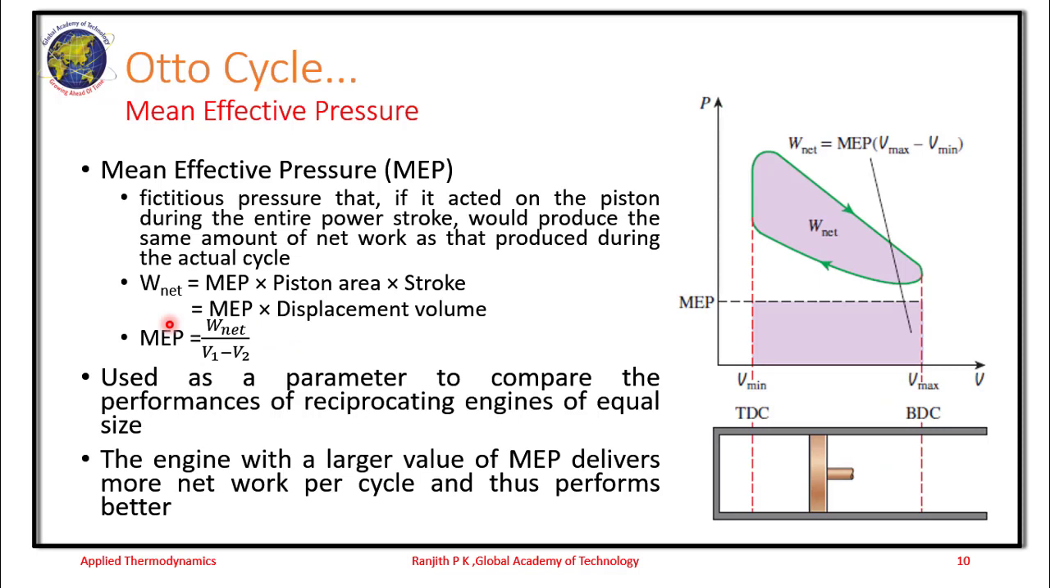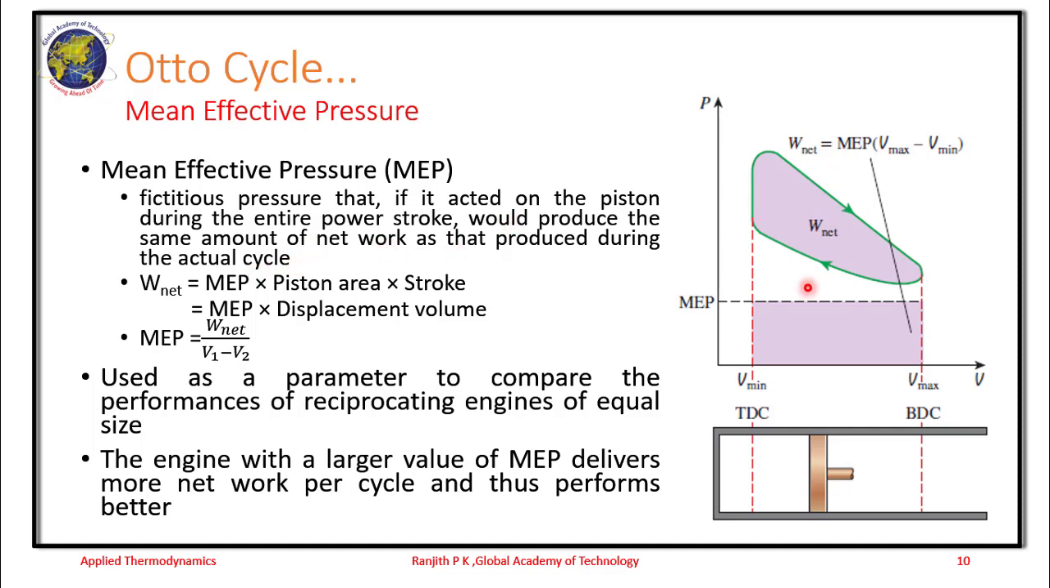Now, the next part is looking at the derivation of the mean effective pressure. Before we move on to looking at the derivation, we'll understand what is mean effective pressure. It is a fictitious pressure that, if it acts on the piston during the entire power stroke, would produce the same amount of work as that produced during the actual cycle.